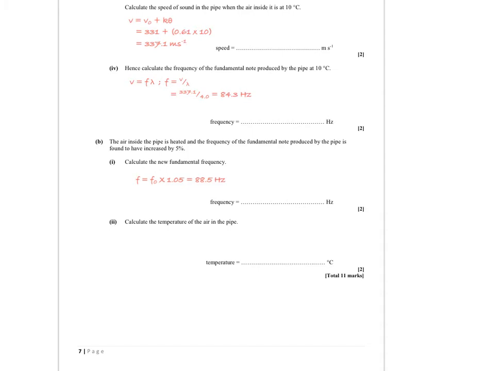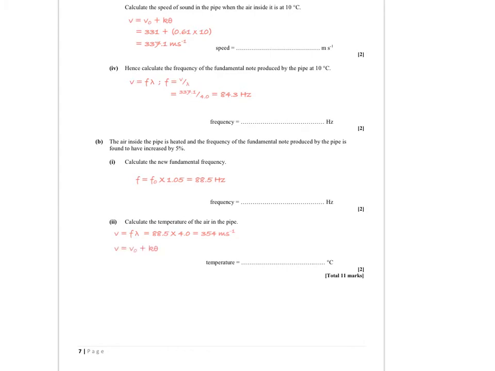We go back to our equation and it's just a matter of rearranging. So V equals F lambda, we've got a new frequency, so we're going to be able to find a new wave speed. So the wavelength, remember, is just the length of the pipe, it's fixed, 4 meters. So 88.5 times 4 gives us a wave speed of 354 meters per second, and then we can just plug that into our equation.